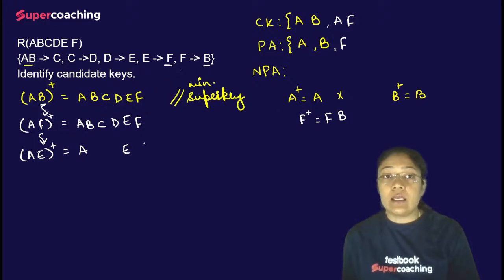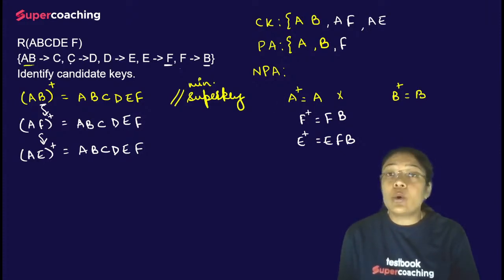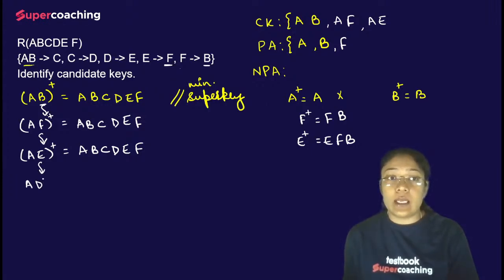AE is determining F. F is determining B. AB is determining C, and C is determining D. Check for the proper subset E closure. It's determining E, F, and B. Yes. So proper subsets don't determine everything. So AE is another candidate key, or you can get a hint here. C को determine करने के लिए AB दोनों चाहिए, right? So A is the mandatory thing. Now E is present on the right hand side of D. So I'll try with AD closure.